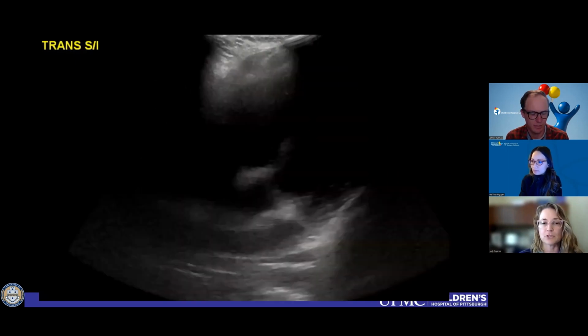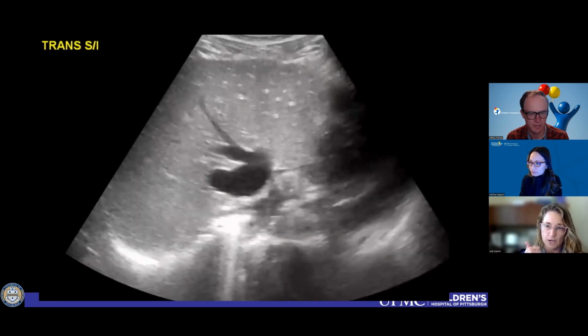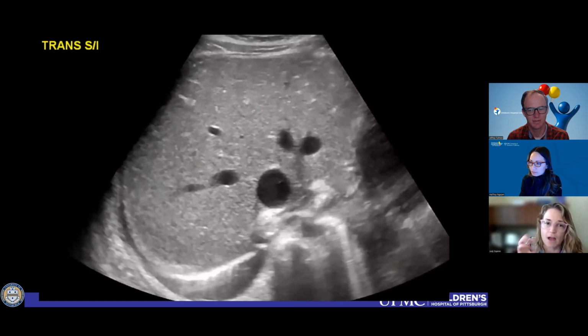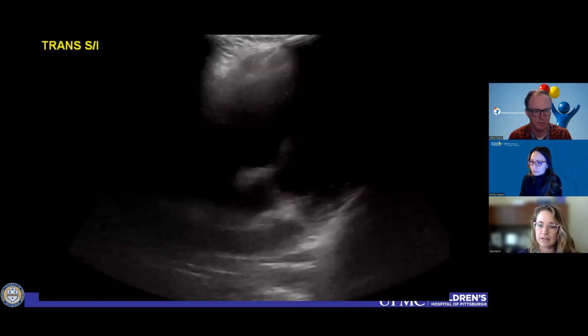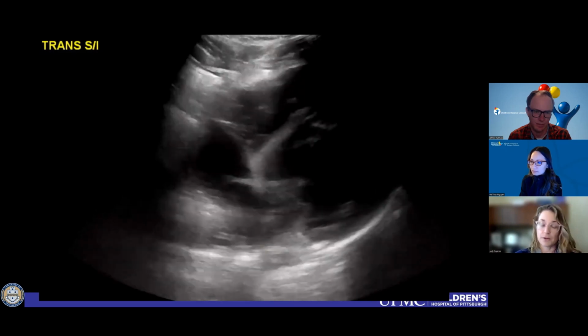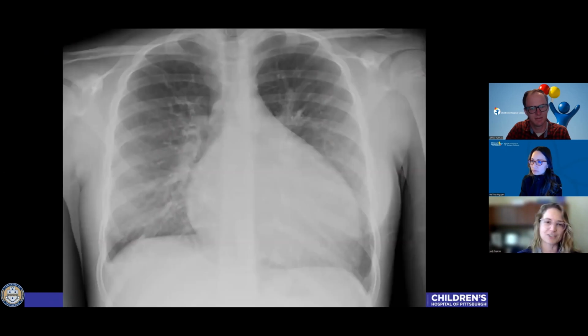There was a right pleural effusion, but pay attention to this heart. Number one, the chambers are too big. Number two, there's really not much in the way of cardiac contractility. So a hypokinetic dilated heart. So immediately the sonographer came to me and said, I don't think that this is the liver primary etiology. And this was the patient's chest x-ray later.